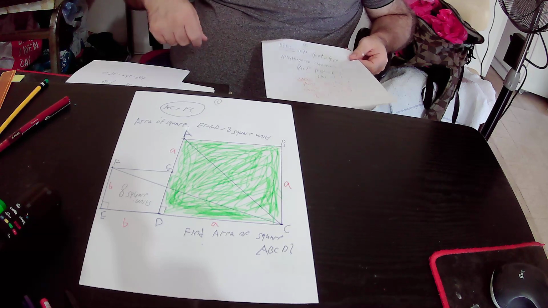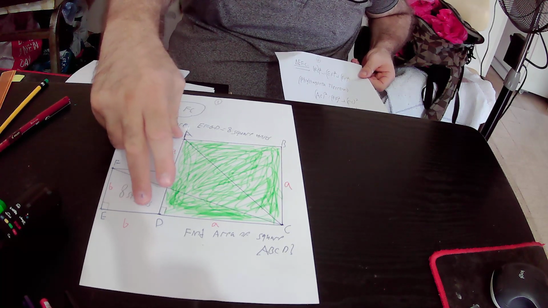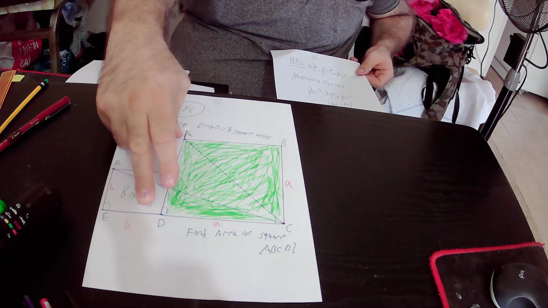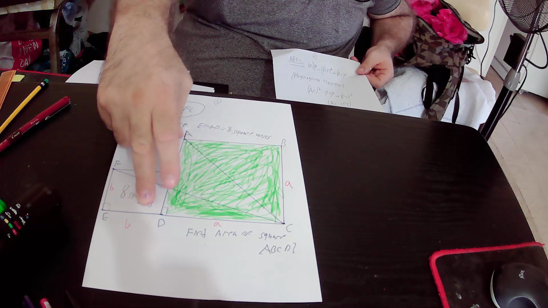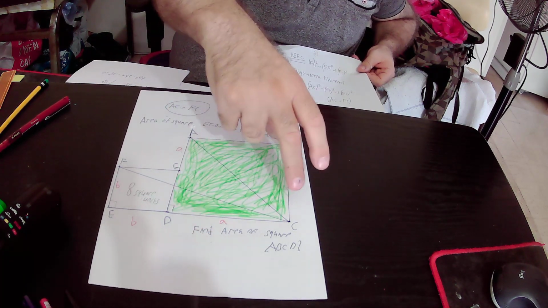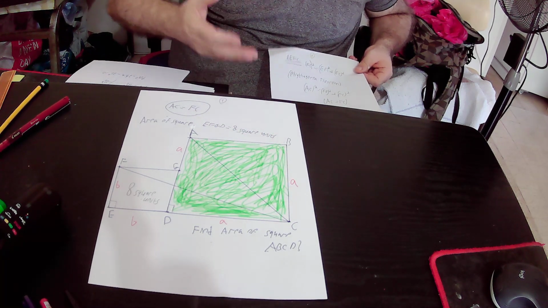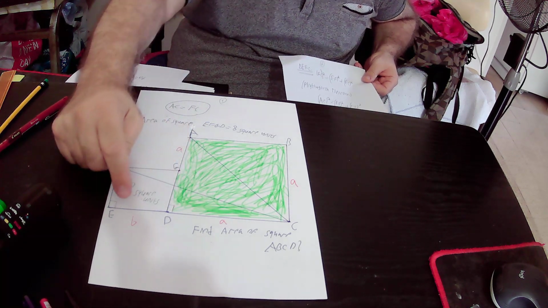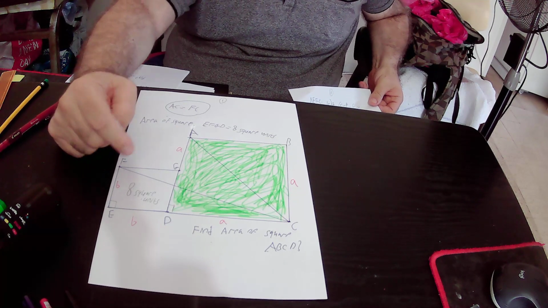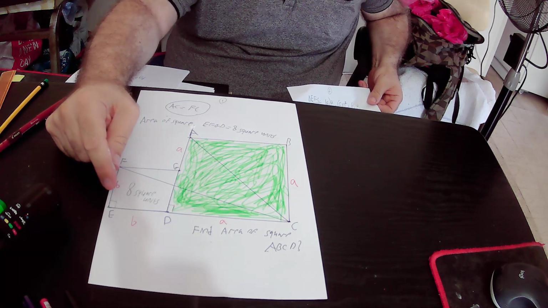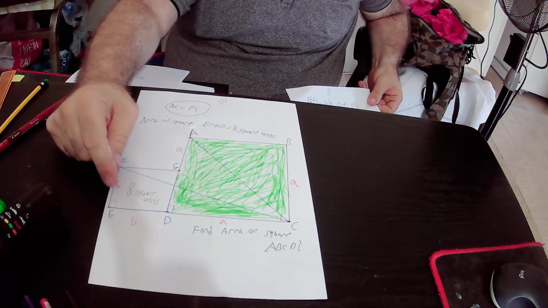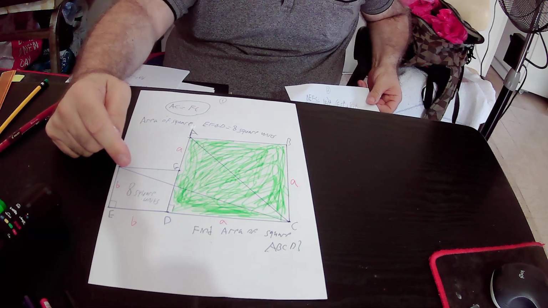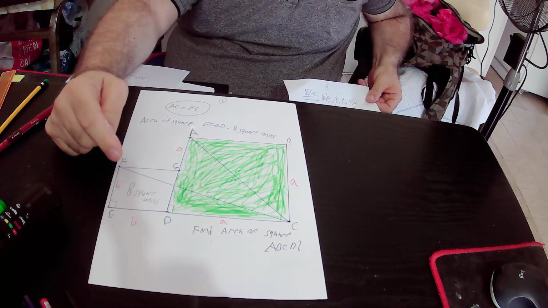And we defined AD as A. So if AD equals A, then DC also will be equal to A, and BC also will be equal to A, because all the sides of a square are equal to each other. And we defined ED as B. So if ED equals B, then EF and FG and DG also will be equal to B, because all the sides of a square are equal to each other, and FGED is a square.